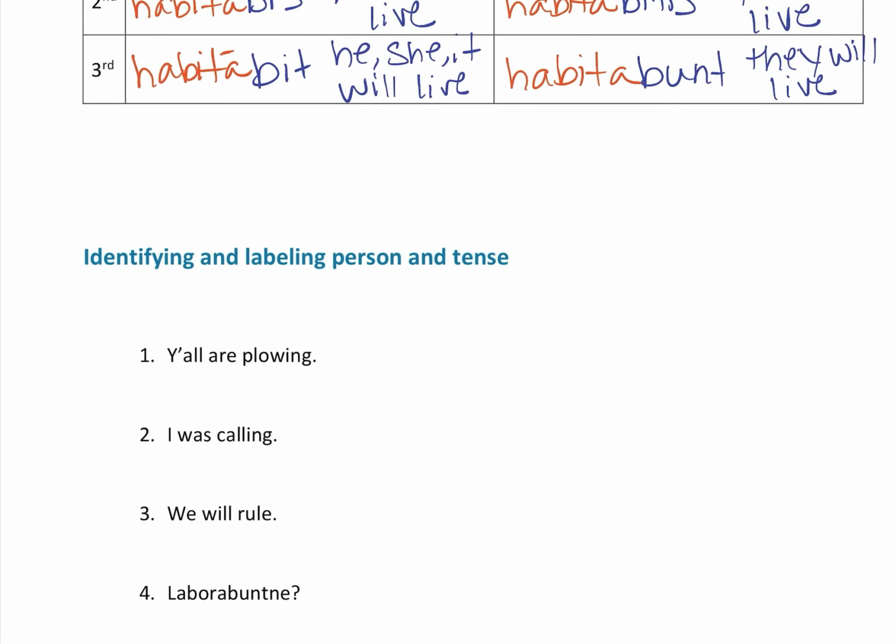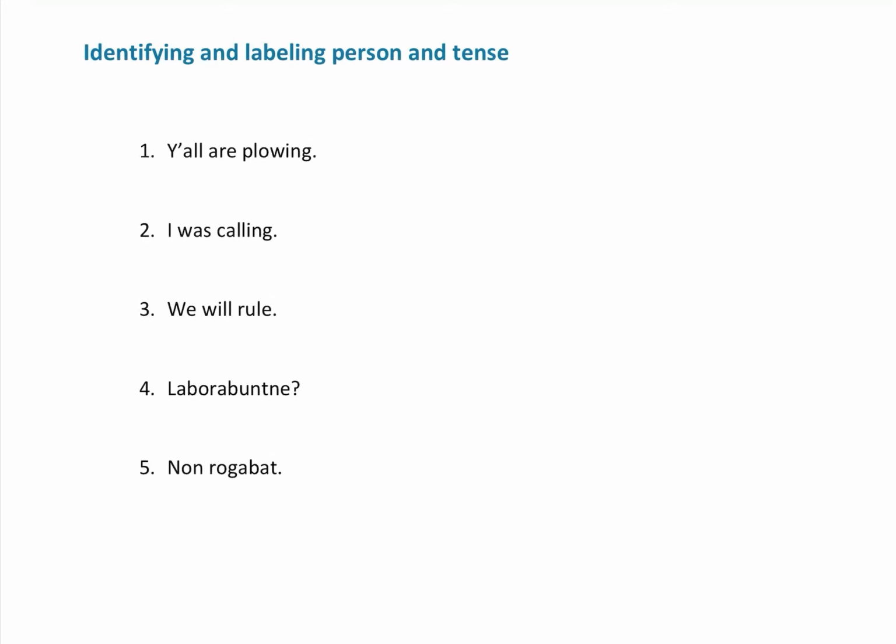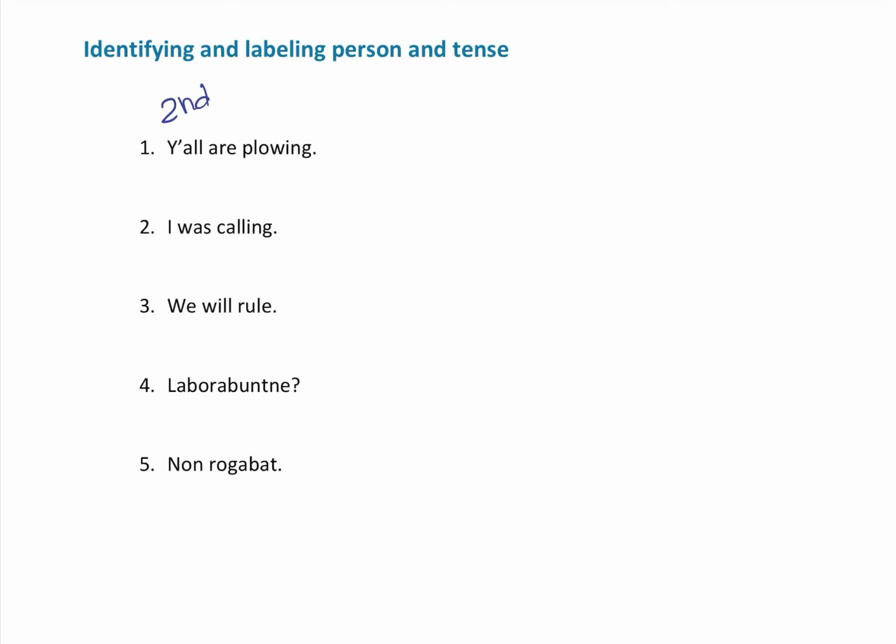Okay, so to practice what we just did, let's identify and label person and tense, and then we're going to translate them into Latin. So, y'all: what person is it? Second plural. You know that y'all is second plural automatically. Y'all are plowing. When is that happening? Right now. So that's present tense.